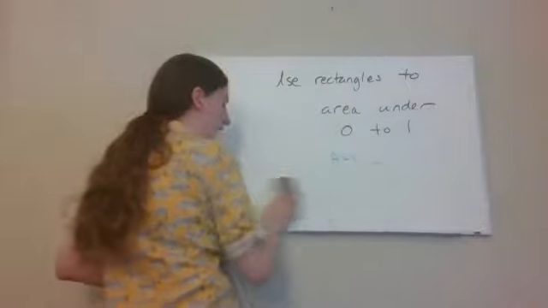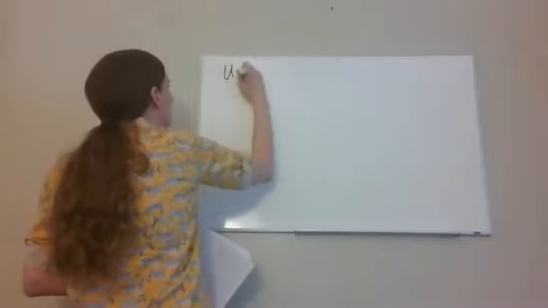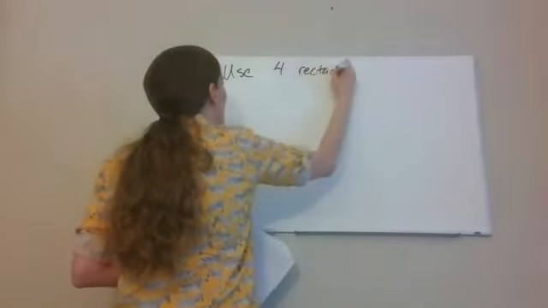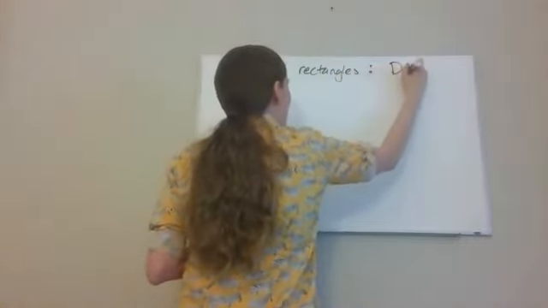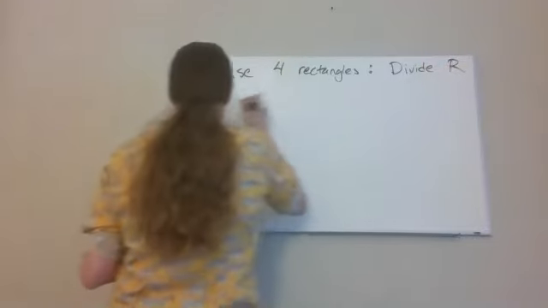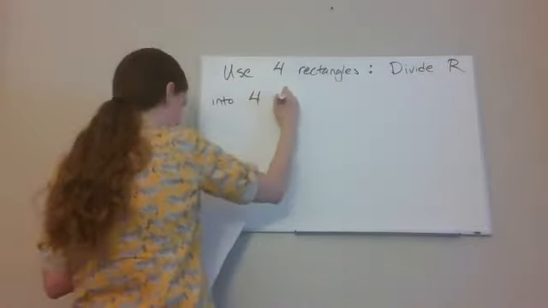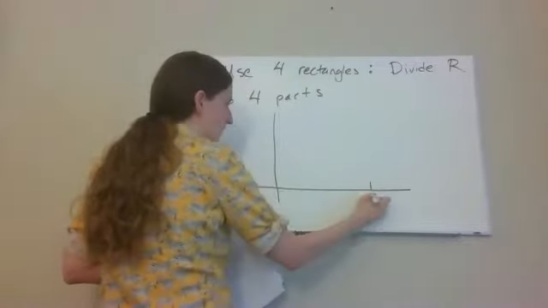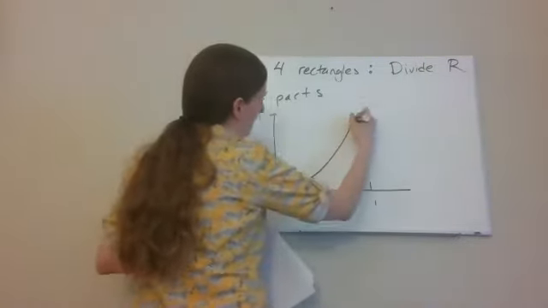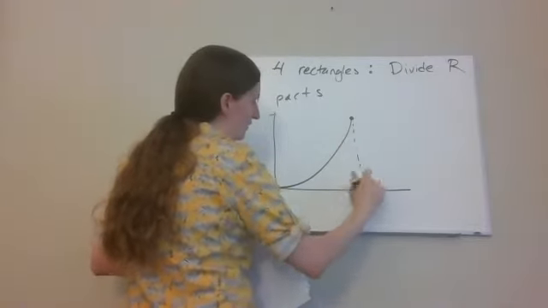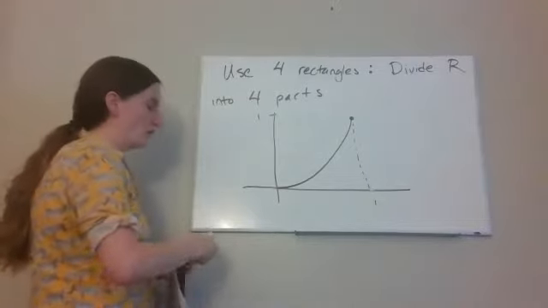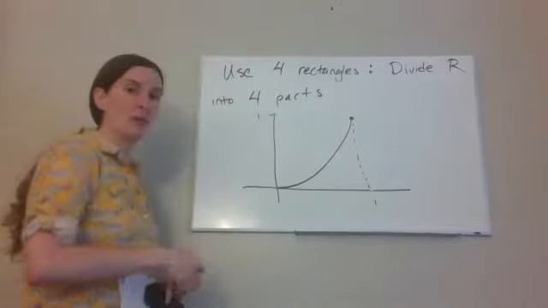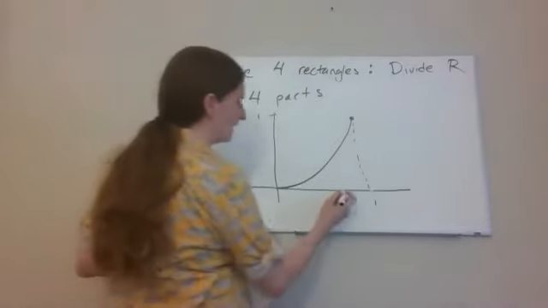So I'm going to use 4 rectangles on this. No particular reason, just it's a nice number to use. And to do that, the first thing I'm going to do is divide my region R into 4 parts. So here's my picture again. There's my region R, and I'm going to divide it into 4 parts. Now, these parts are not going to be perfectly equal, but I'm trying to take them so that they're at least distributed pretty evenly.